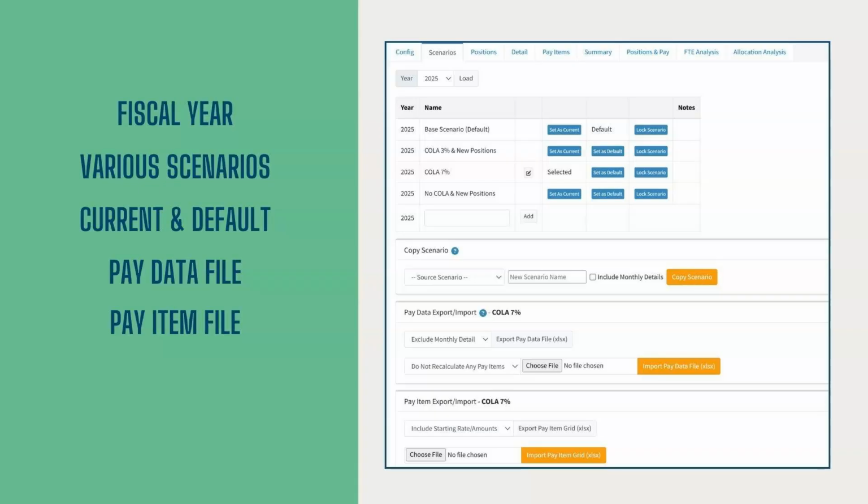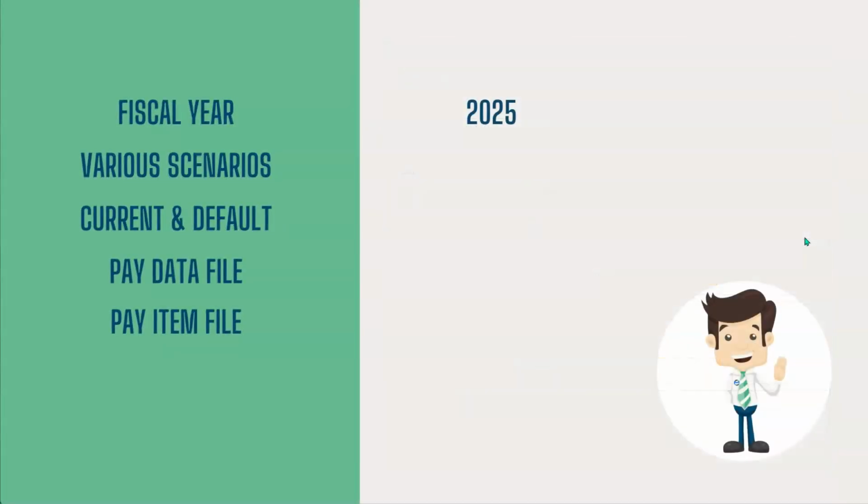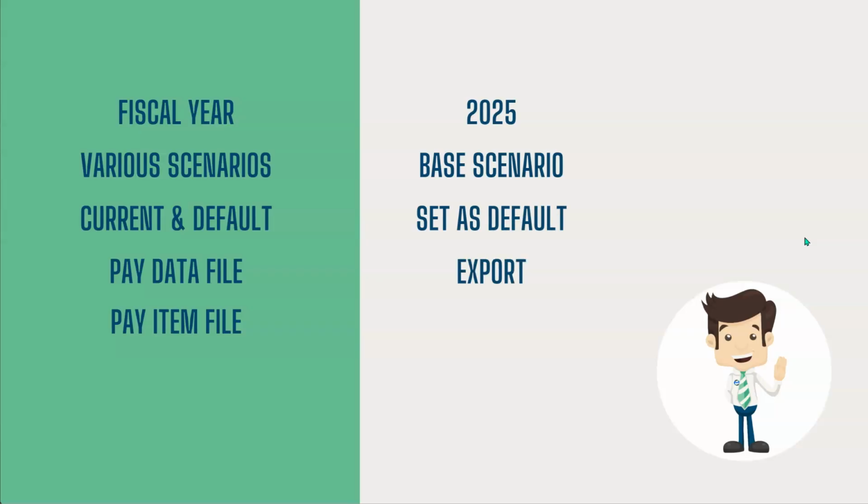Finally, the Scenarios tab gives us the option to import and export our pay data file and our pay item file. For example, we may have a scenario within the year 2025. Our scenario may be called the base scenario. It may be set as our default. We may need to export or import that scenario. Let's go take a look in Martis.